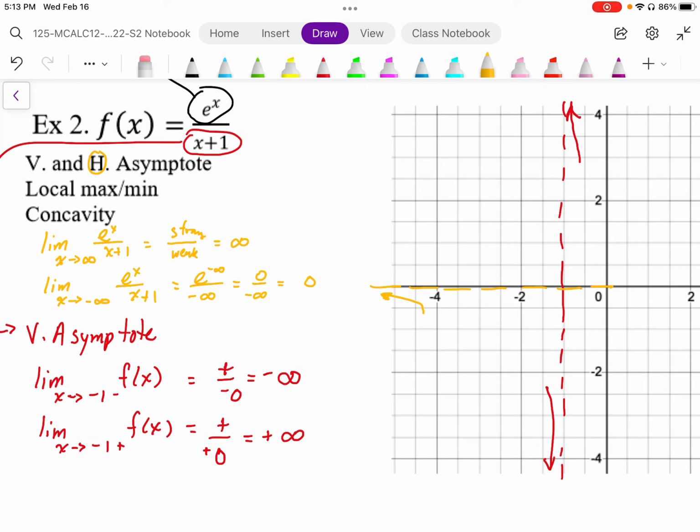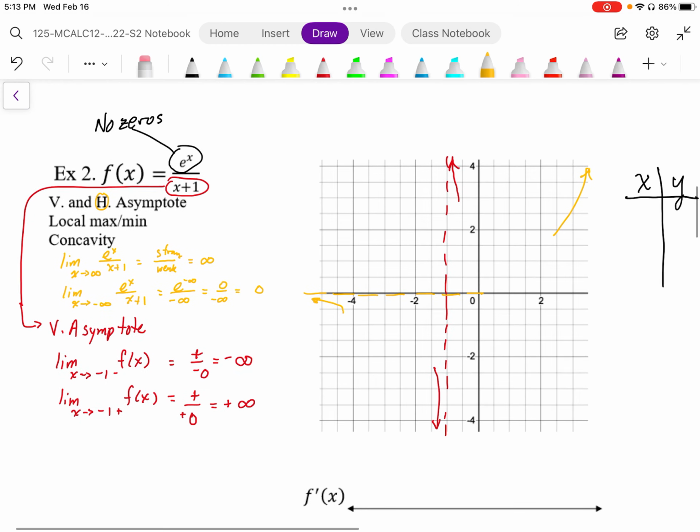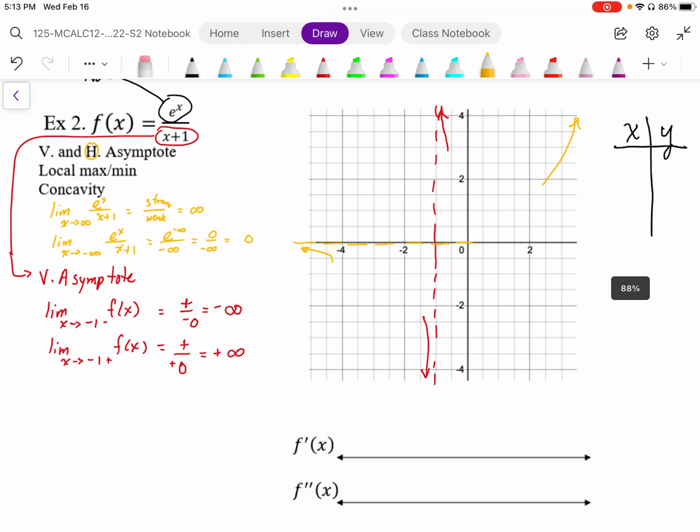We can actually see this from our graph, because the only way for the yellow and the red part to connect is if it doesn't cross the x-axis. So we know that must be the case. We don't have any place where this graph actually crosses the x-axis. Okay, we want the local min and max, so we need a derivative here.